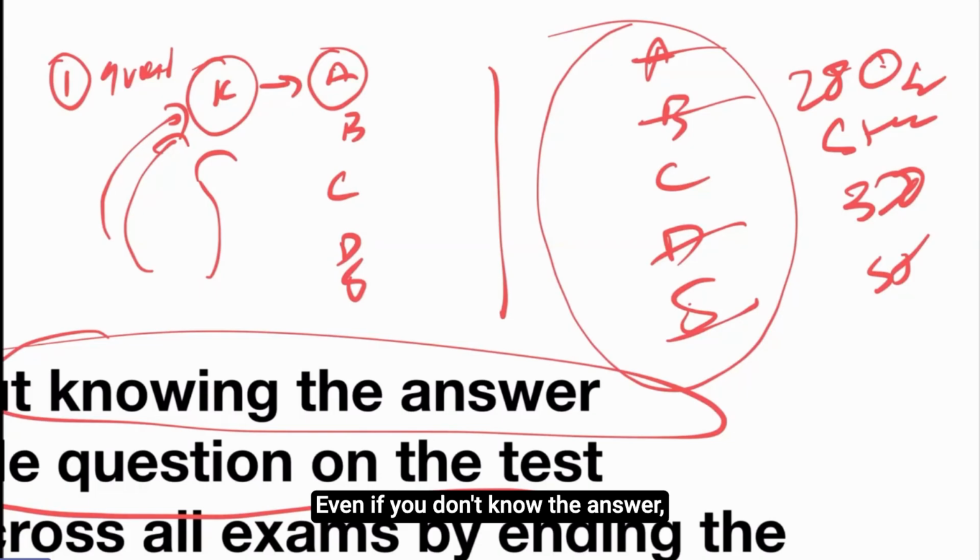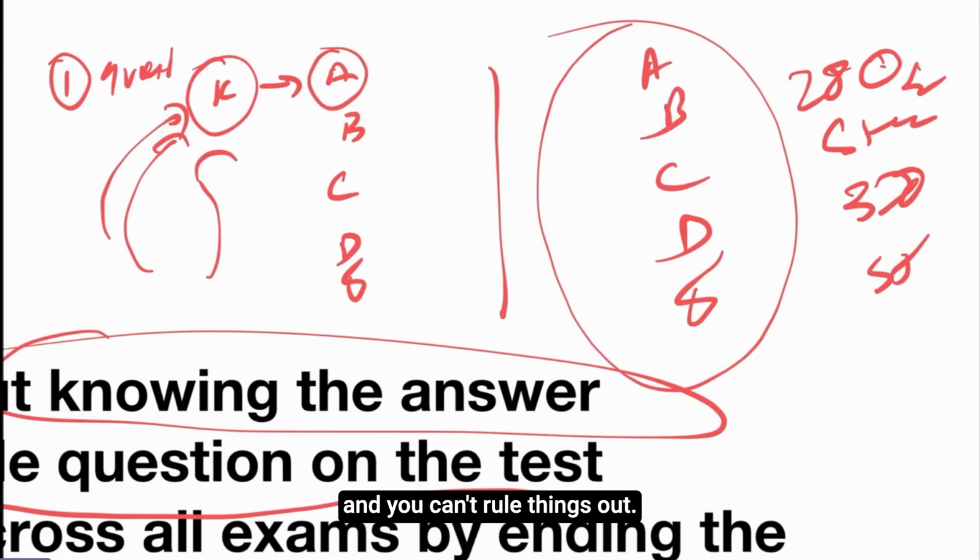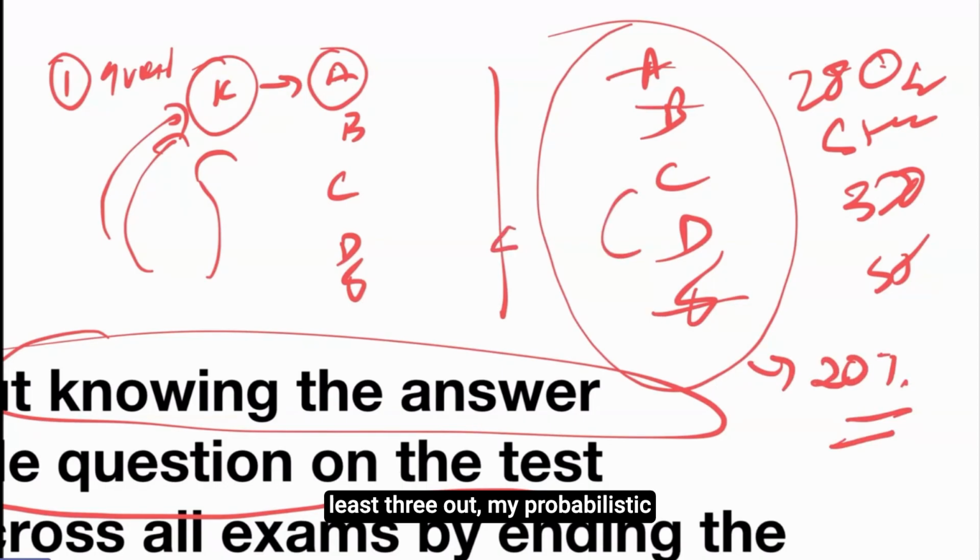Even if you don't know the answer, let's say you're stuck between C and D, that is a way better position to be in than a position where there are 5 answer choices and you can't rule things out. The probabilistic estimate of guessing there is about 20%. However, if I'm able to rule at least 3 out, my probabilistic estimate of getting it is 50%. And that's how you at least ensure a pass.